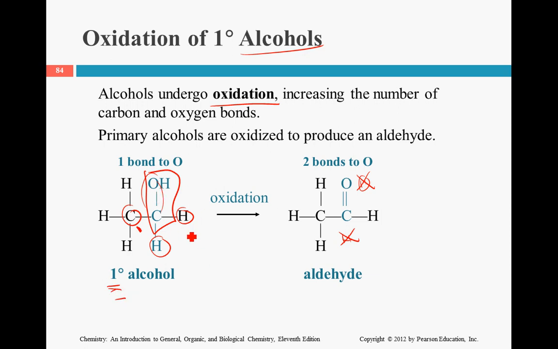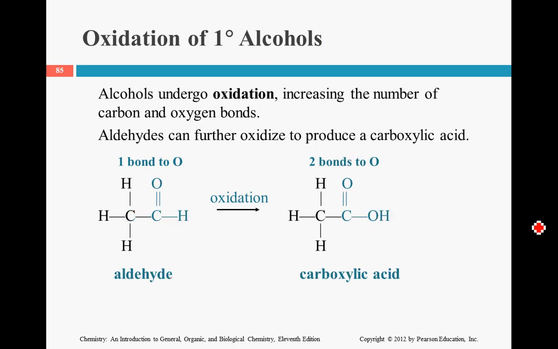When you oxidize it, increasing the number of oxygen bonds and decreasing hydrogens, you're creating an aldehyde, which is what we're talking about in this section. And then if we do it again, to oxidize it, we're going to increase the oxygen by putting an OH in there. And that forms a carboxylic acid. So aldehydes, when they oxidize, become carboxylic acids.